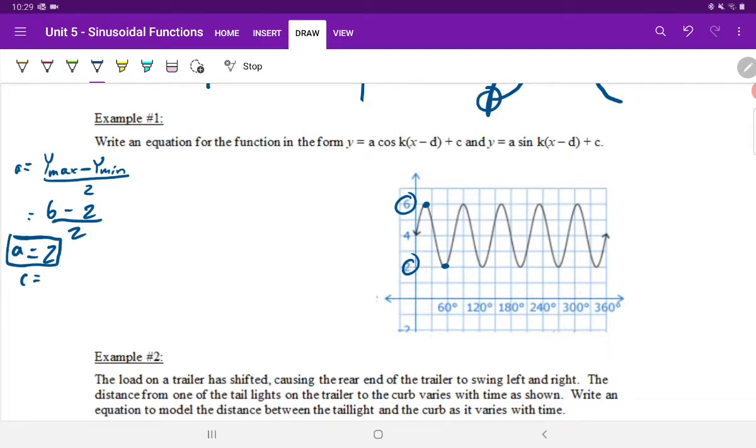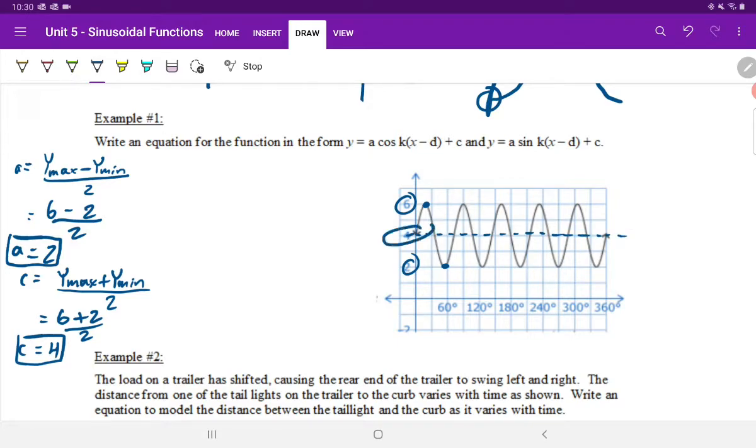Let's find our C value now. This formula is y max plus the y min divided by 2. So now we have 6 plus 2 divided by 2, and our C value then is 4. And that makes sense. If I go to my graph, clearly my center line is going through y equals 4. Okay, my amplitude is clearly 2, going from 4 to 6. So you can take this information from your graph, or you can substitute it into a formula.